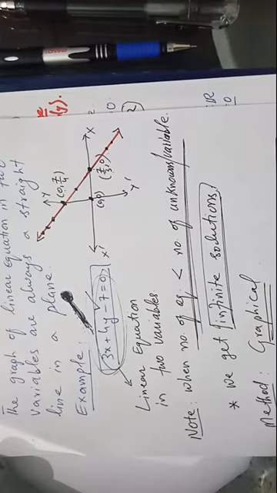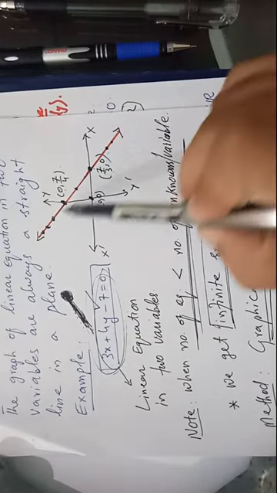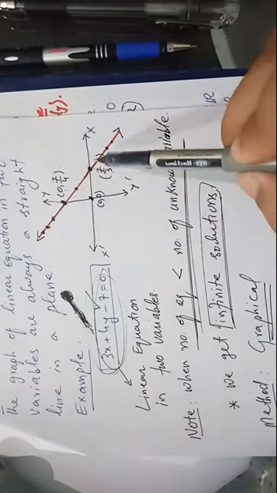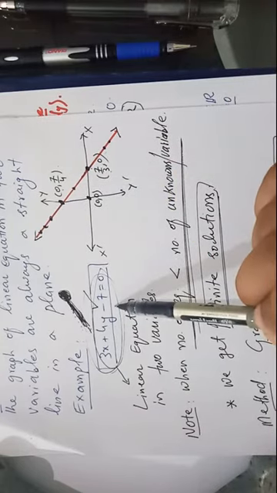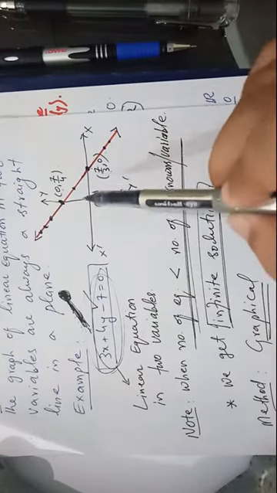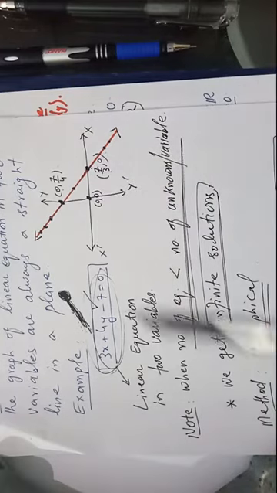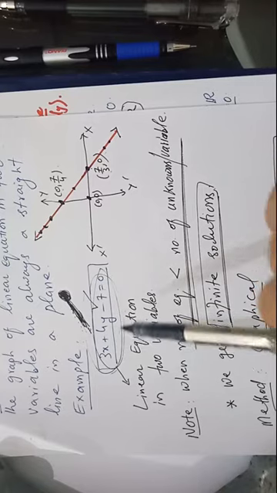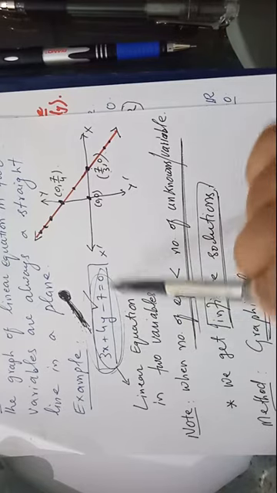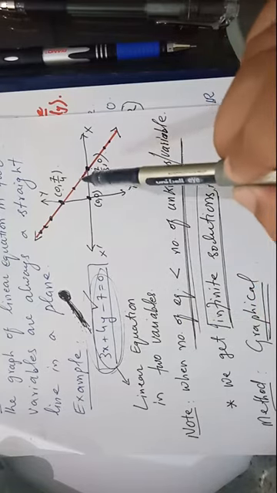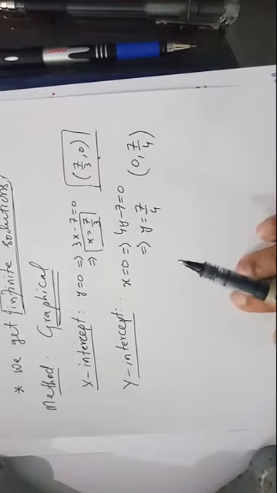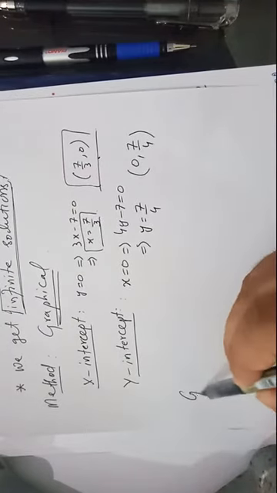It means all the points which make the graph are actually solutions of that equation. That's why I am saying that all the points which lie on this line will satisfy this equation. You see that this line is made from infinitely many points. That's why the solution of a linear equation in two variables is infinite, because the graph of it is a straight line.